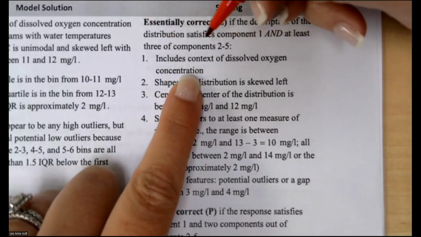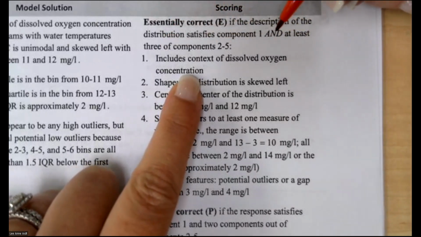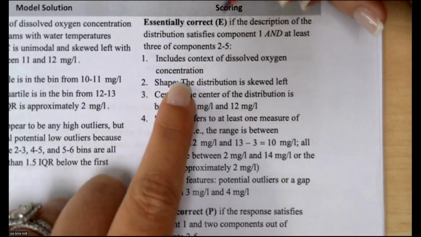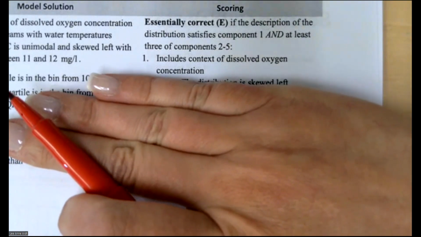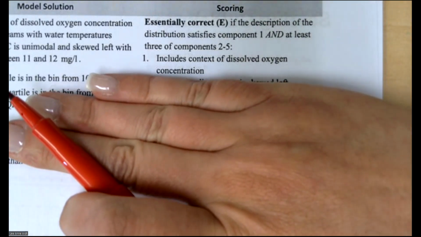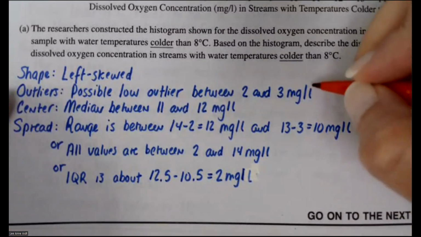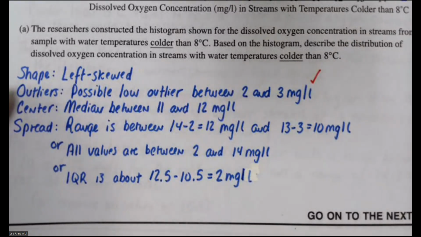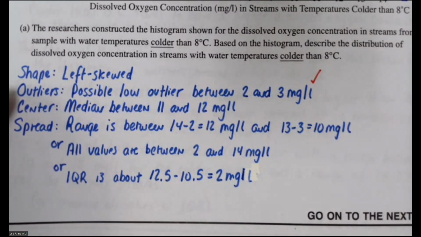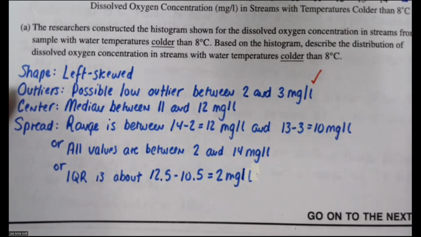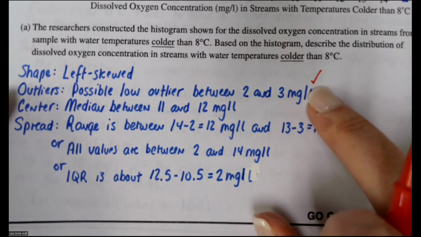If the description of the distribution satisfies component 1 and at least 3 of components 2 through 5. So component 1 includes context of dissolved oxygen concentration, some kind of context. Here's mine. I put somewhere in here milligrams per liter. Yeah, you can put O2 concentration. You could put anything, any kind of label for context. This is going to give me that check mark for number 1.